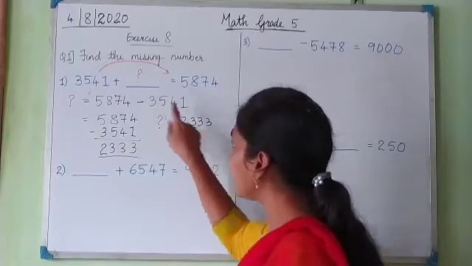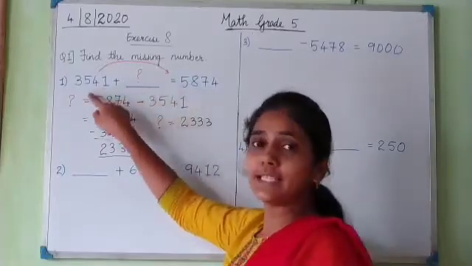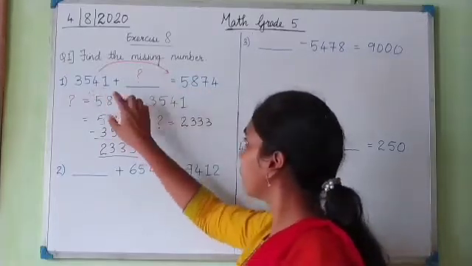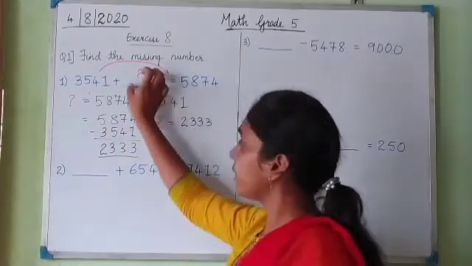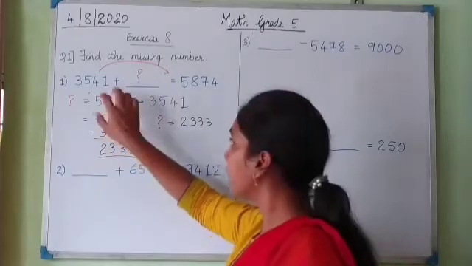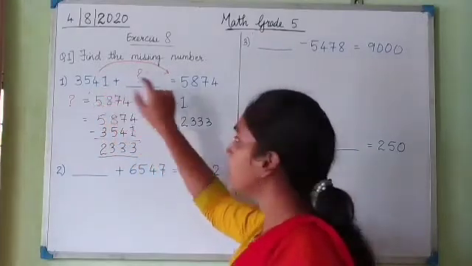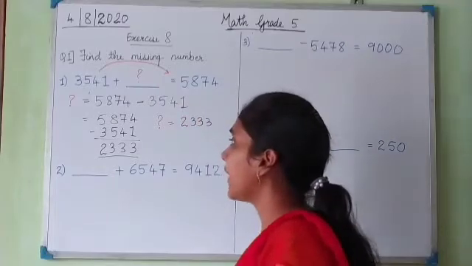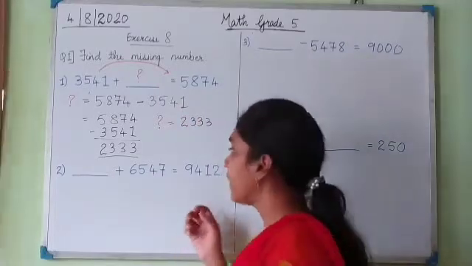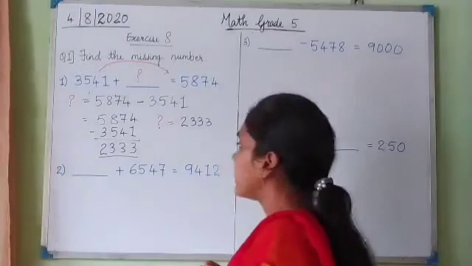If you want, you can check this answer and see that you can put this answer over here in place of this missing number, and then when you add the two numbers, you will get 5874. So this is the way we find missing numbers. So let us go to the second example.